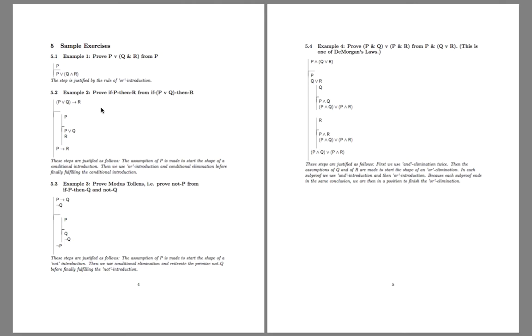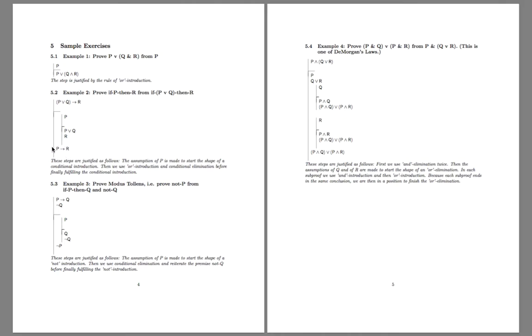Okay. Let's go to a little bit more complicated one. Now we're going to prove that if P then R follows from if P or Q then R. Okay. So here's our premise, if P or Q then R. Now our task is to prove this sentence here, P arrow R. Right? Now just think for a moment about how that would go. It looks like we're going to need an arrow introduction, right? A conditional introduction, because that's the shape of our conclusion that we need.